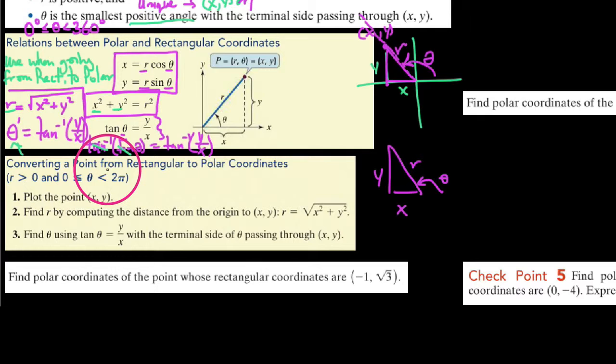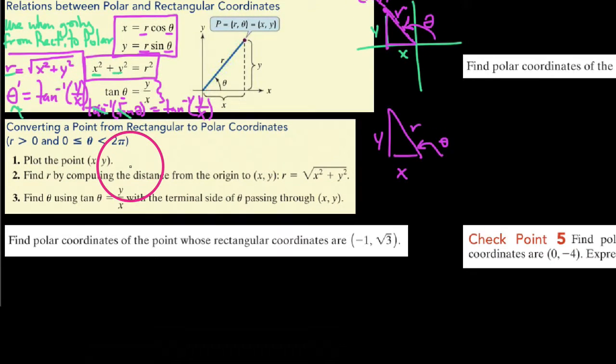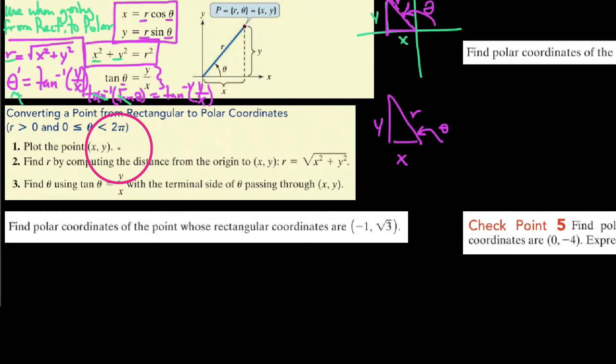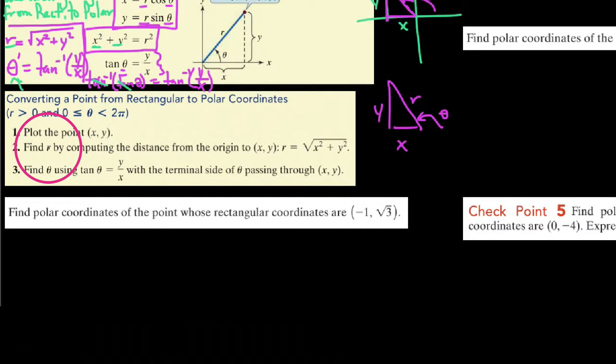To convert a point from rectangular to polar, you want to plot it, of course draw the picture, and then find the distance from that point to the origin by using Pythagoras. And then the last thing we'll do is find our angle by solving this equation here for theta. Tangent of theta equals y over x.